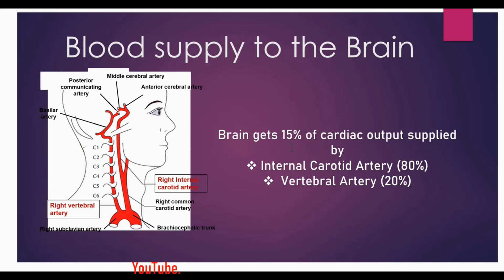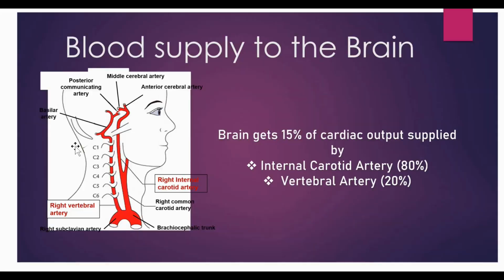The brain gets 15% of the cardiac output and it is supplied by two main arteries, that is the internal carotid artery, you can see here, and the vertebral artery, at the back. This is the vertebral artery. The internal carotid artery supplies 80% of the blood to the brain, whereas the vertebral artery supplies 20% of the blood. The internal carotid artery supplies the anterior portion of the brain, whereas the vertebral artery supplies the posterior portion of the brain.